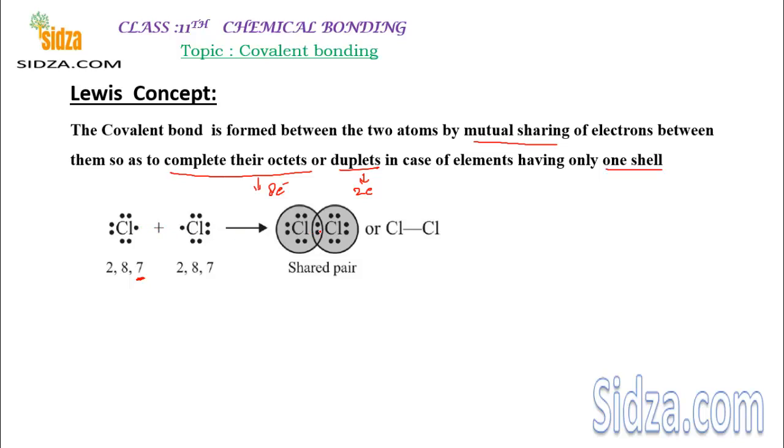Now this is the electron pair which is being shared. This chlorine has 6 here, and this electron also belongs to it. This electron pair belongs to it. So that means now this chlorine has 8 electrons in the valence shell.